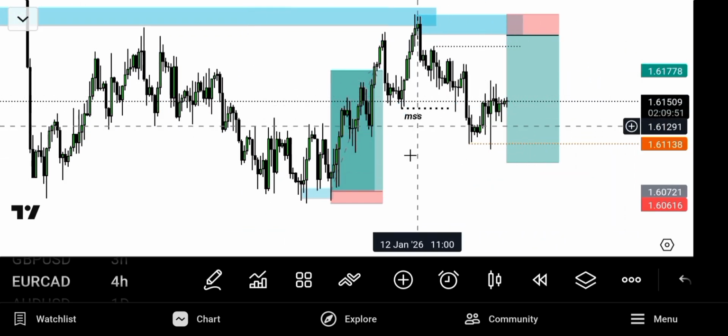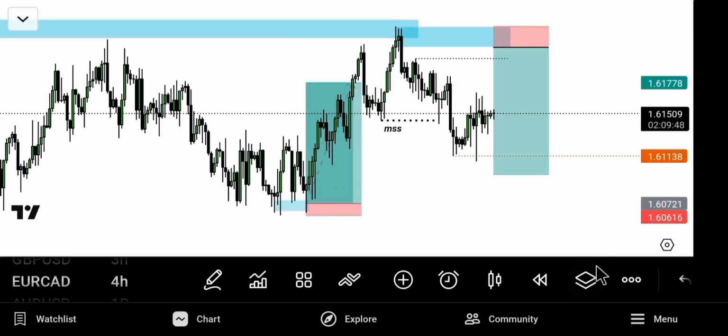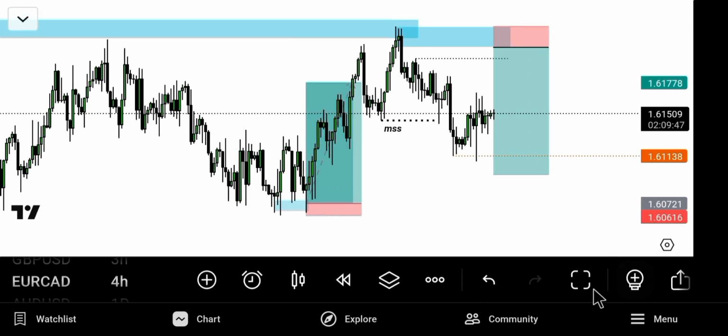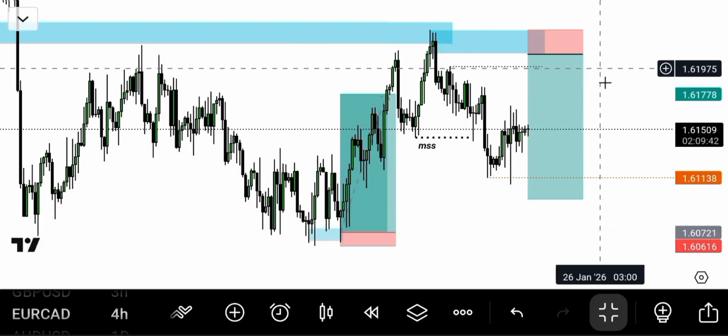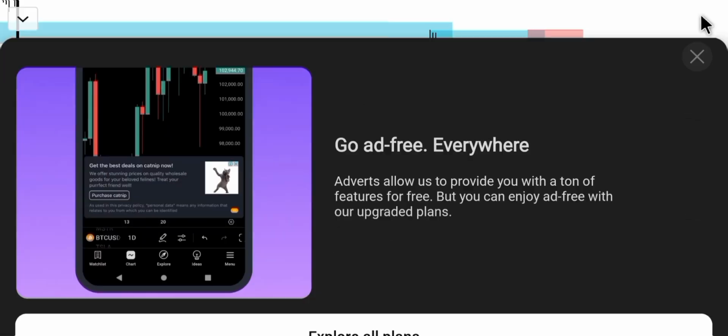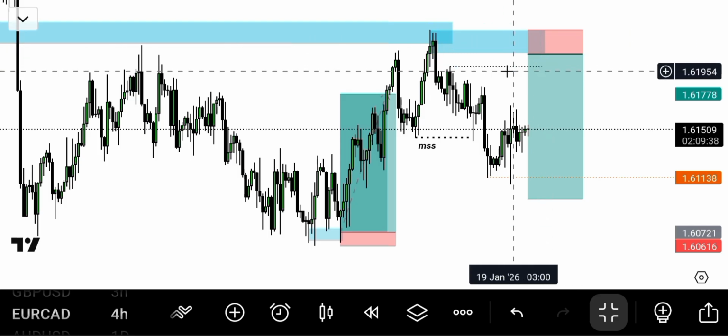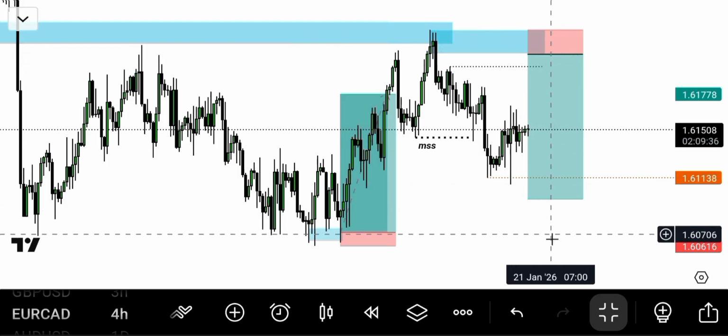You want to see something else that will make it high probability. And this thing we saw was structural liquidity. You can see structural liquidity here. So we are expecting price to take out this structural liquidity, tap in and continue to the downside.